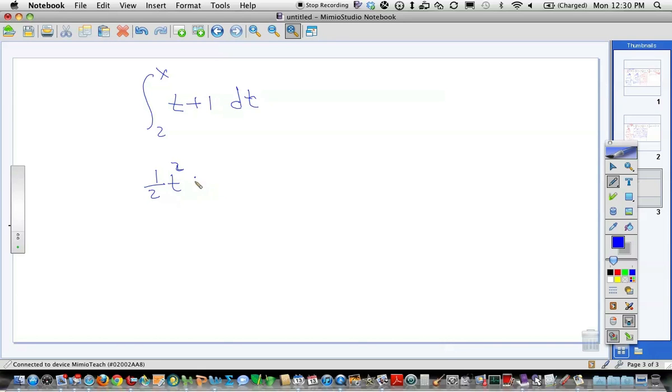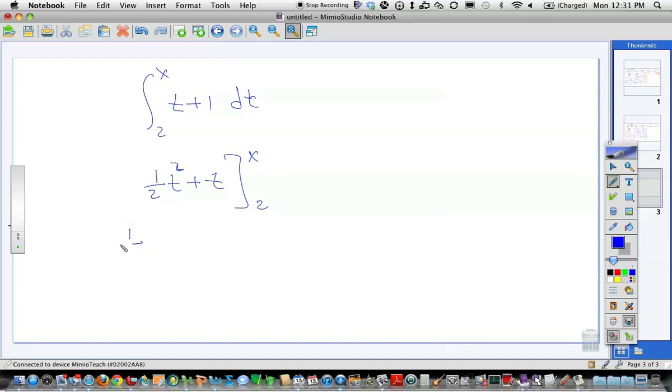Notice I'm doing it with t's this time. Do my right bracket and do the 2 and the x. That is perfectly legal to do. Think of this here as your big F without a c, because whenever we do fundamental theorem part 2, we don't have to worry about the plus c because it subtracts out. And so then they just did big F of b minus big F of a.